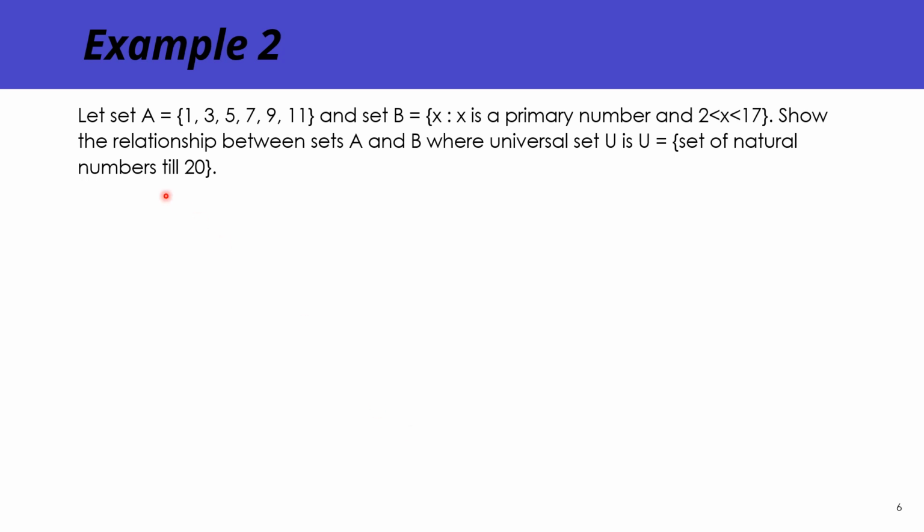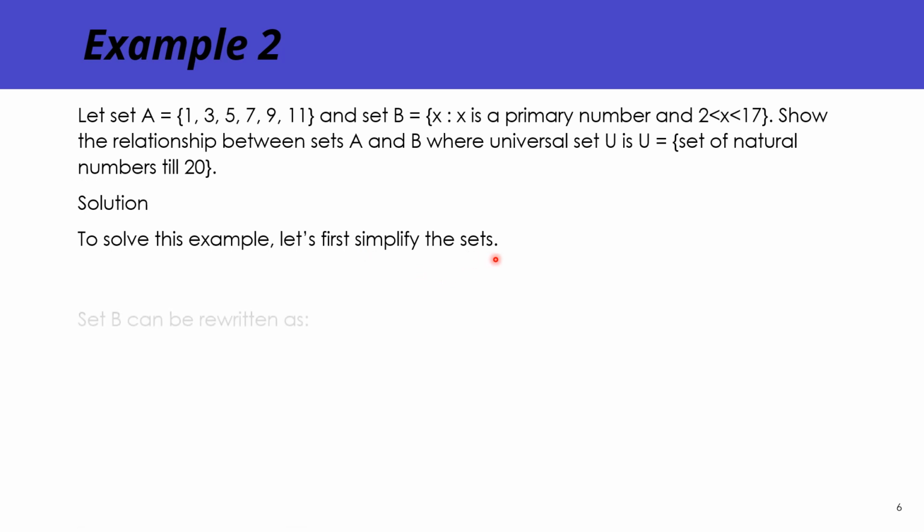Let set A have elements 1, 3, 5, 7, and 11, and set B be the set of x such that x is a prime number, and 2 is less than x and x is less than 17. Show the relationship between sets A and B where the universal set U is the set of numbers up to 20. To solve this, let's first exemplify the sets.